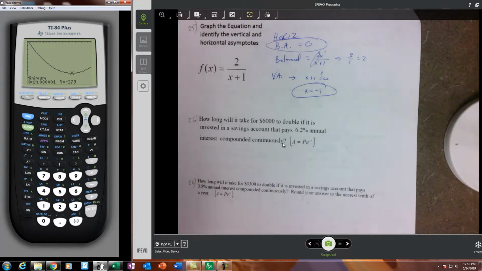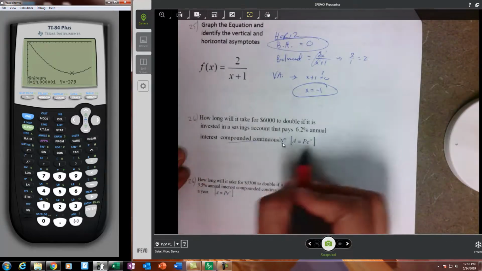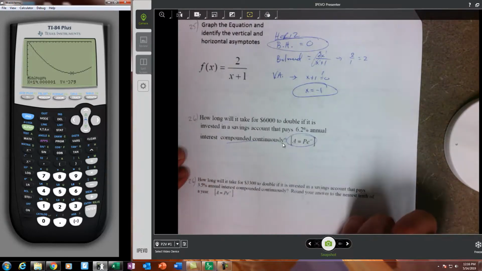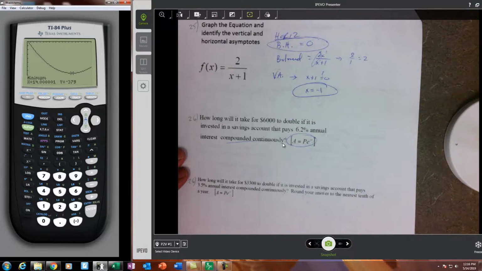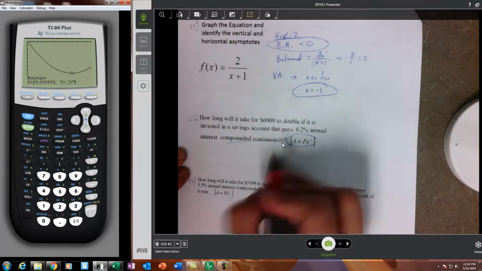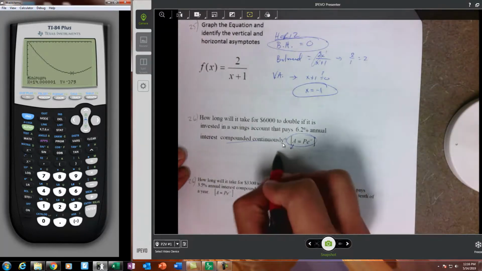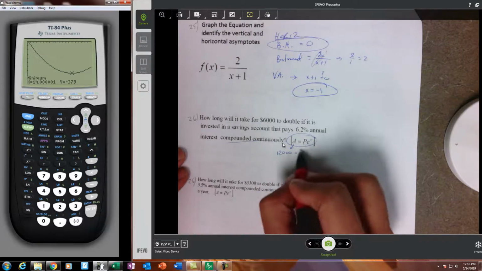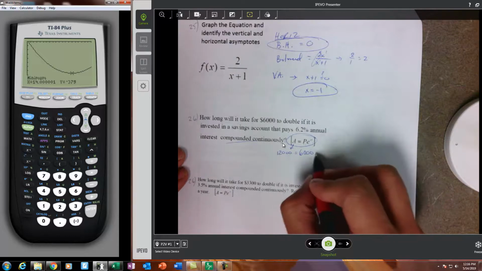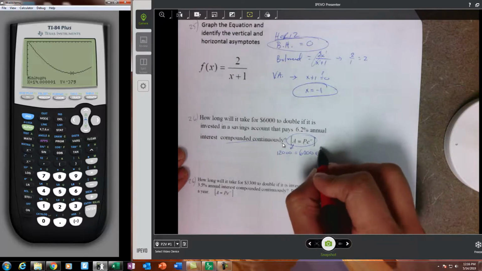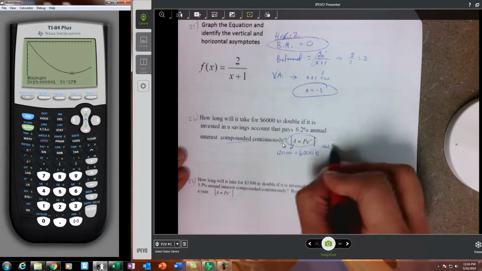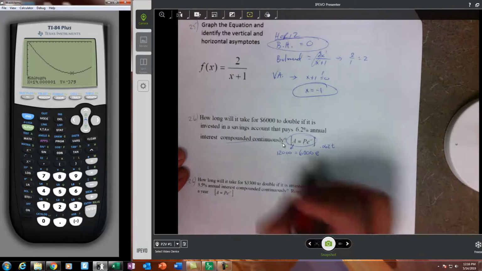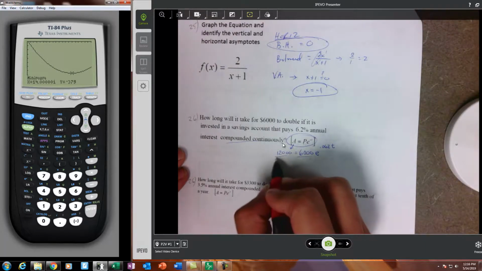These next two 26 questions, they're basically identical. I'm just going to do the first one and then you guys can do the other. We're compounding continuously, so they give us a formula. And it says, how long will it take $6,000 to double? Well, you have to know what that means. It means that the amount in the account we want is $12,000. The amount we put in the account was $6,000, times e to the rate 0.062t. To solve this, first thing we're going to do is get rid of this 6,000 by division.